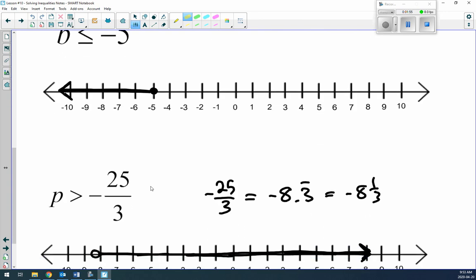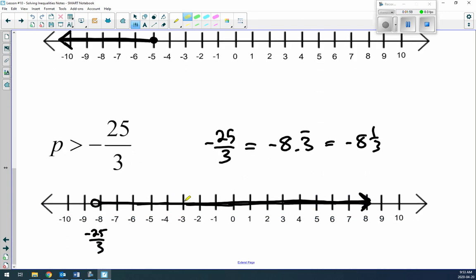And you can do this with fractions too. Sometimes fractions are a little bit harder to put on a number line, so you can change it to a decimal to get a general idea of what it looks like. So negative 25 over 3 is negative 8 and 3 repeating, or negative 8 and 1/3. The 0.3 repeating is 1/3, just like 0.6 repeating would be 2/3. Again, it doesn't include this point. So at about negative 8 1/3, we have an open circle and everything to the right of it. All right, go to the third page now.